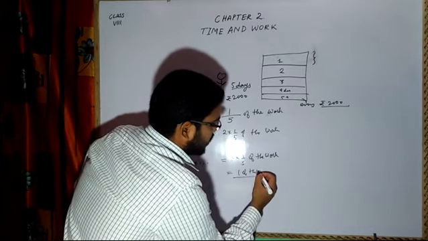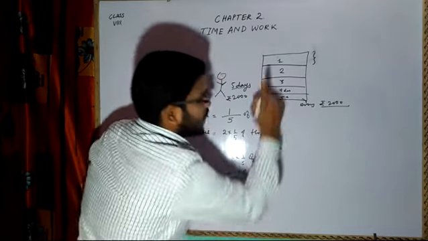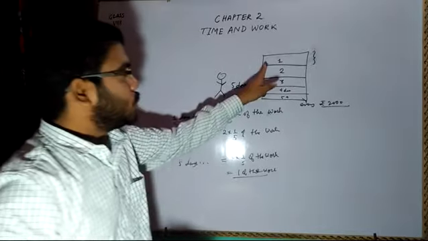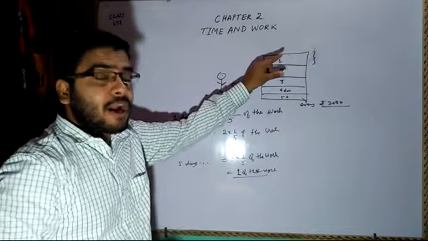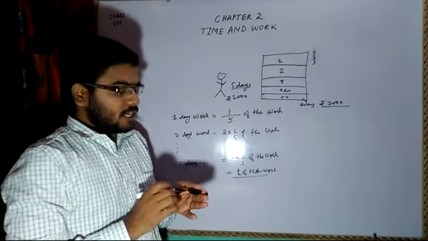One of the work means what? The complete work. I have given only one work to do, that means to plow the field. So this 1 indicates that the particular work has been completed.